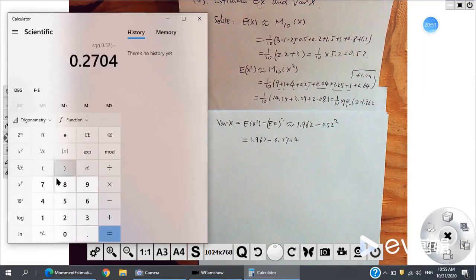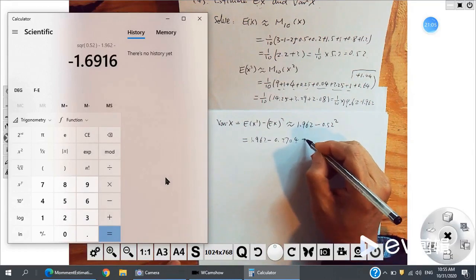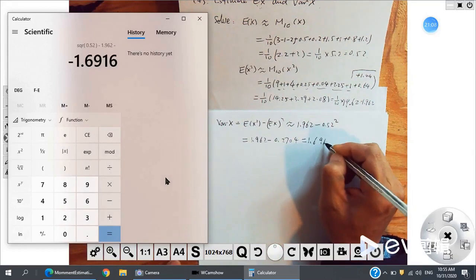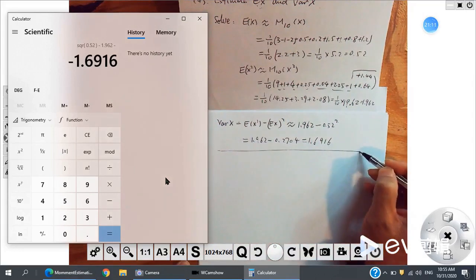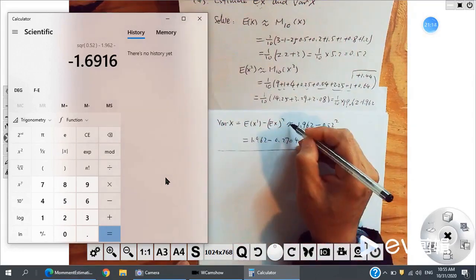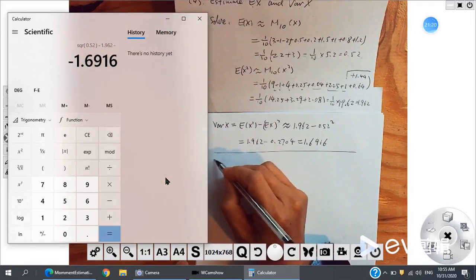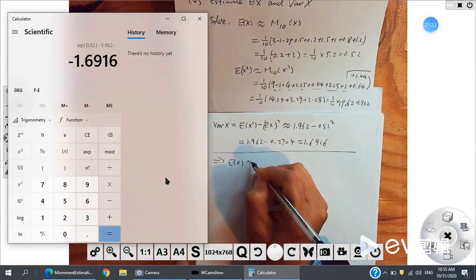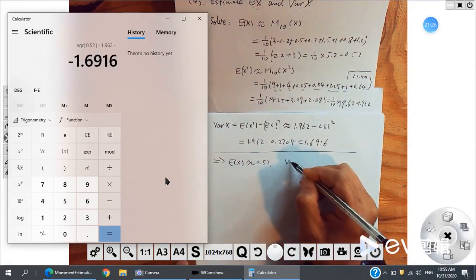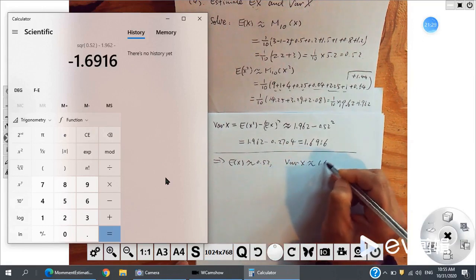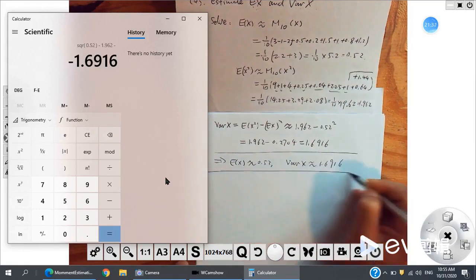1.962 minus. Yeah, I put the reverse way, so this should be positive. This is 1.6916. Okay, so we have variance. This is an estimation, approximate. So for the first problem, we have estimation: E of x close to 0.52 and variance of x close to 1.6916. Okay, this is for A.